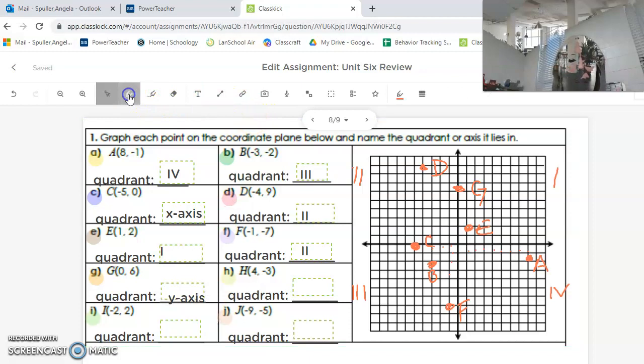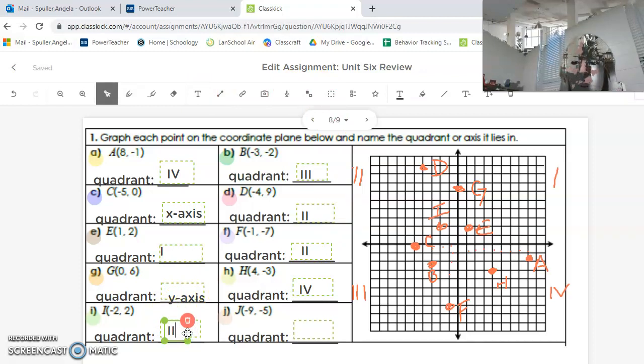All right. Then H over 1, 2, 3, 4, down 3. 1, 2, 3. That's H. And it is in quadrant 4. Okay, I, over 2 in the negatives, up 2. So this is I, and it's in quadrant 2.